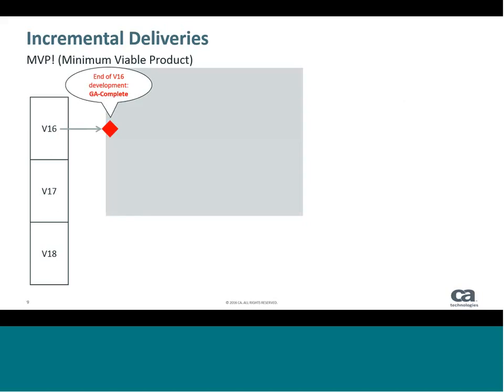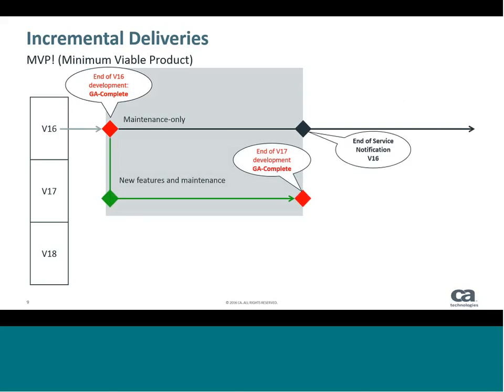If we go back to V16, we've gotten to GA complete, and this is the red diamond there. Then we will start the incremental delivery for version 17, and that will go through until it becomes GA complete. When V17 becomes GA complete, that's the time we will issue the end of service notification for V16. That's pretty much the way it's worked with our prior deliveries of releases as well. As soon as we issue a GA release, we'll issue the end of service notice and give you usually 12 to 18 months on that.